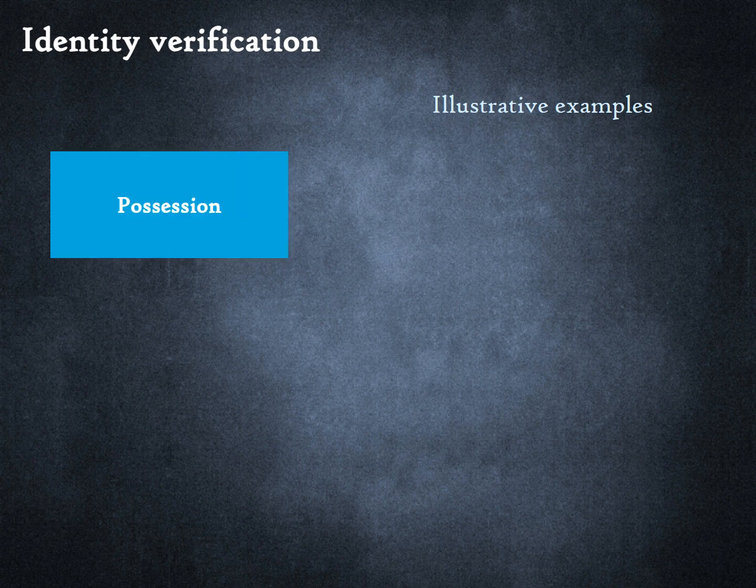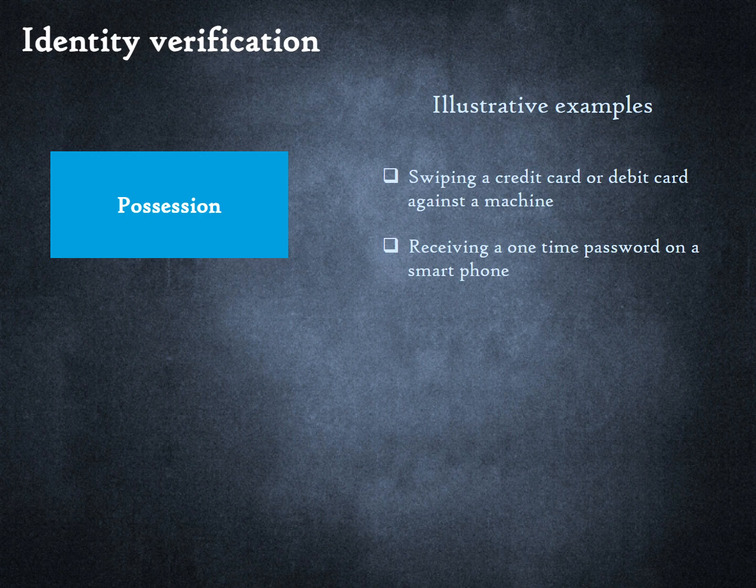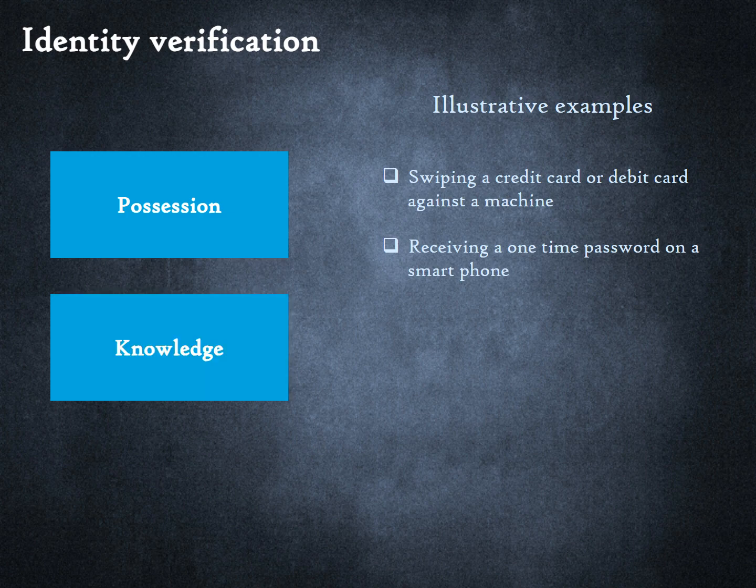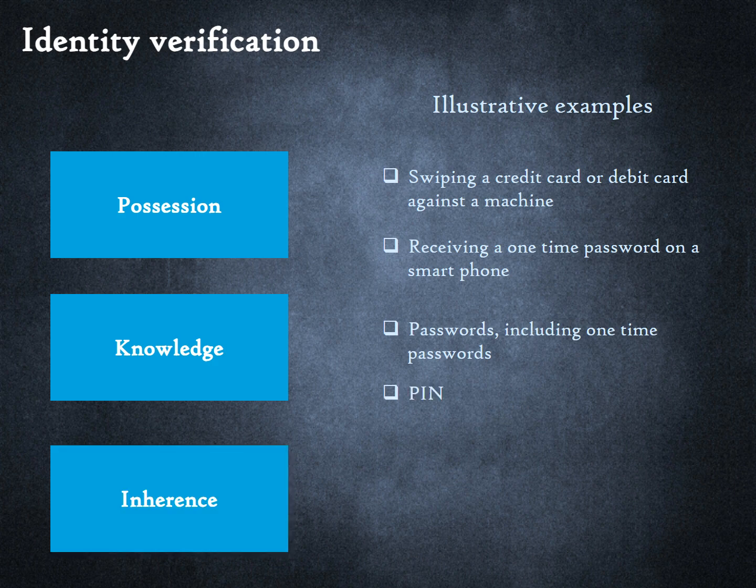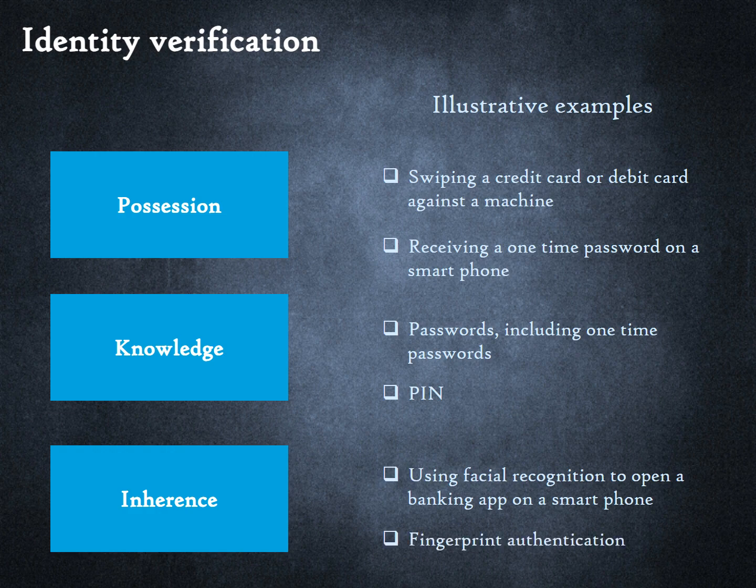First, is physical possession. Examples include when we swipe our card in a store or receive a one-time password on our cell phone. Second, is knowledge, like knowledge of passwords and PINs. Third is via characteristics that are inherent to us. For instance, when we open a banking app on our smartphone with facial recognition. Many payments require 2-factor authentication. For instance, physical possession of a debit card and knowledge of PIN.